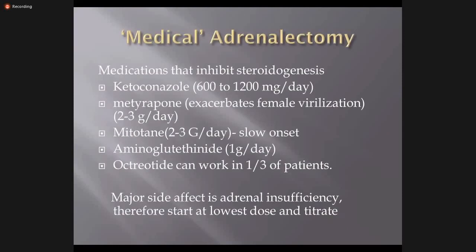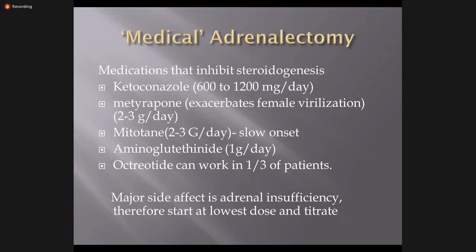Then medical treatment. In the medical treatment, we have this list of medications which we can use when surgery is contraindicated for the patient, for normalizing the cortisol level prior to surgery so that we can stabilize the patient, or when there is recurrence of the tumor after surgery. So these are the treatment options.